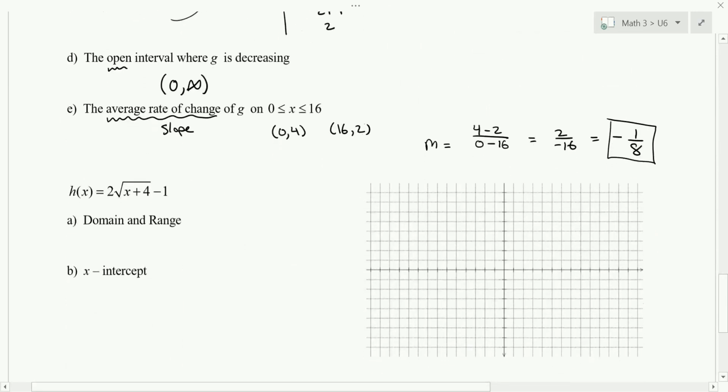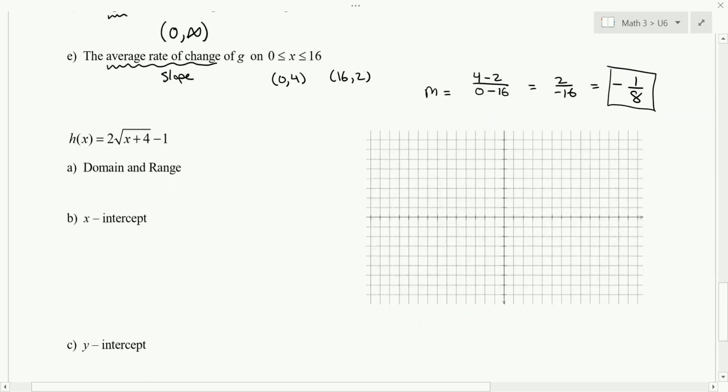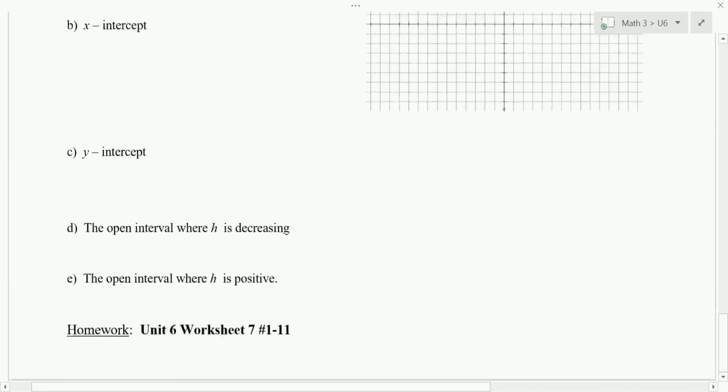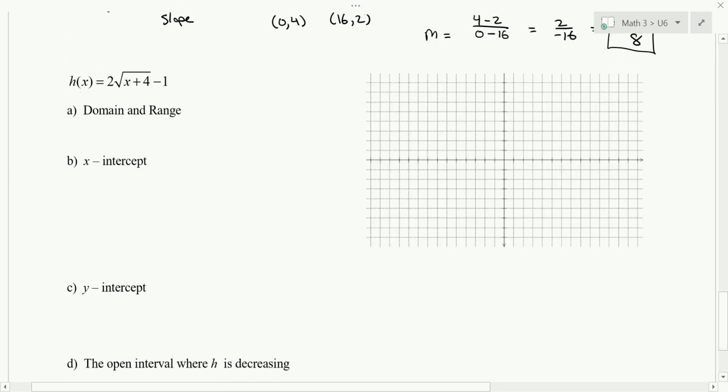Okay, so the next one, we have h of x is 2 times the square root of x plus 4 minus 1. Same instructions. We're to first graph and then answer the following. I want you to give this one a try on your own. Okay?